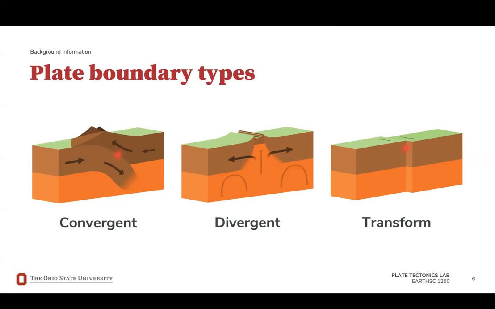Finally, transform boundaries occur where plates slide past each other. In this situation, new crust is neither created nor destroyed. In transform boundaries, you'll see lots of earthquake and fault activity. An example of a transform boundary would be the San Andreas Fault.